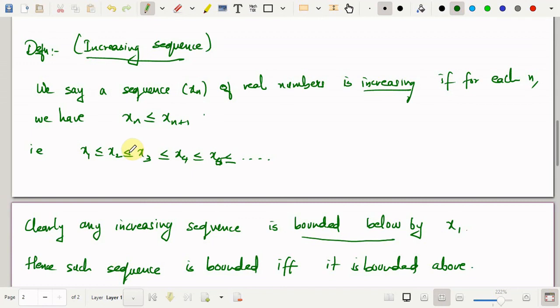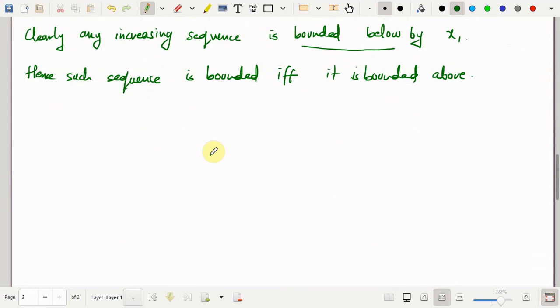Okay, now what we do is that I just remove that equality. So if I compare any two terms of the sequence, if there is a strict inequality in any two terms, that's a particular case we call a strictly increasing sequence. So that's a particular kind of sequence we define.